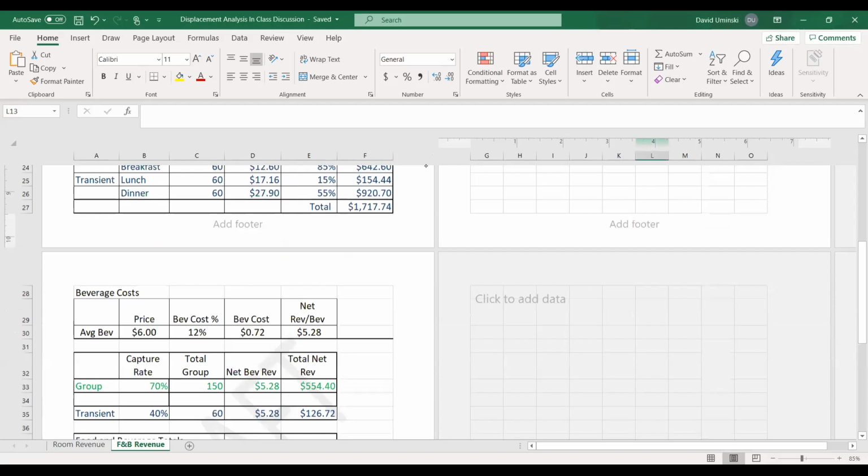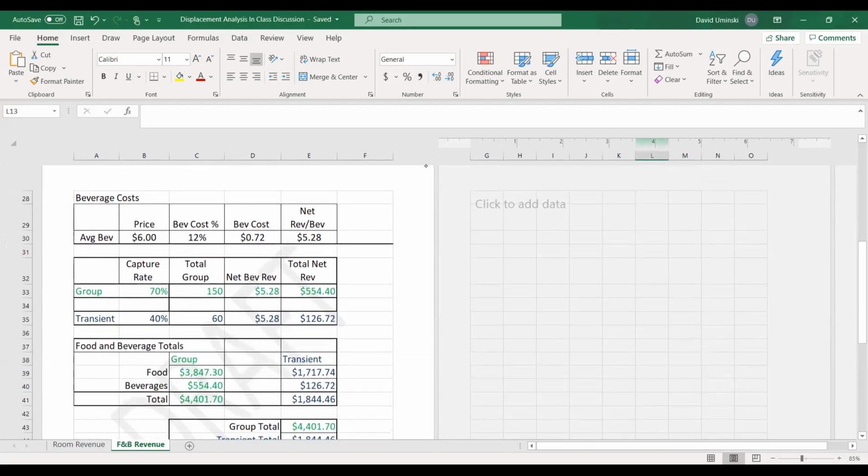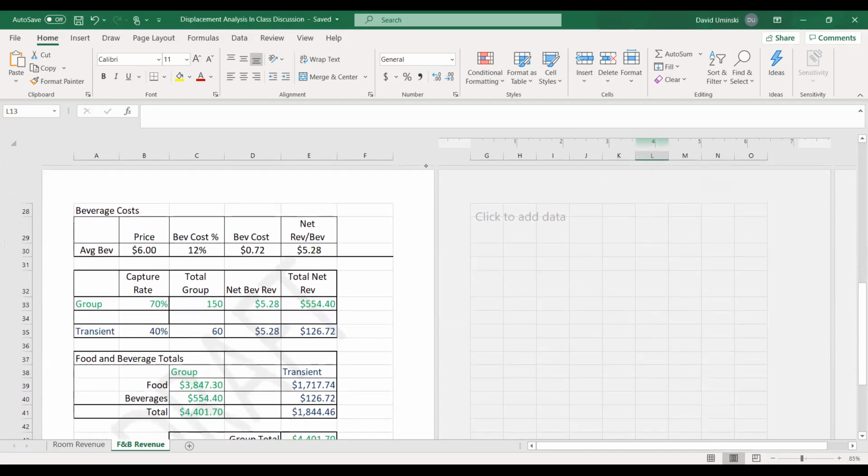Okay, so now let's move on to the beverages. Beverages is different from food, so we calculate it separately. Typically, our beverages are going to have a much lower cost percentage, meaning it costs us less money, but we sell it at a higher rate, which means we make a little bit more profit.